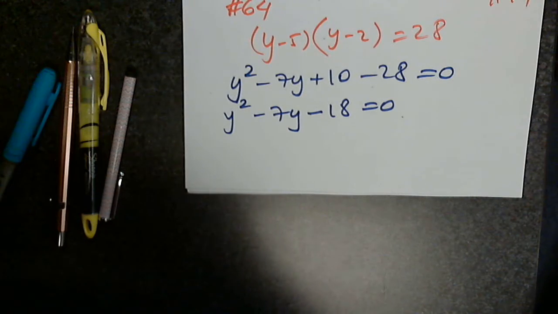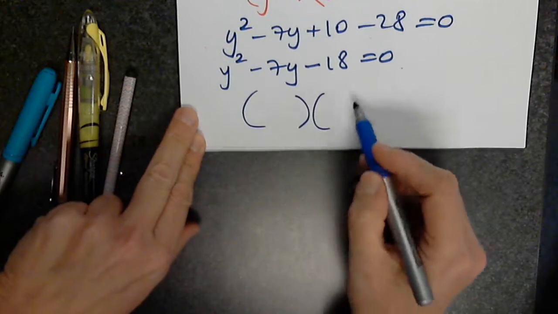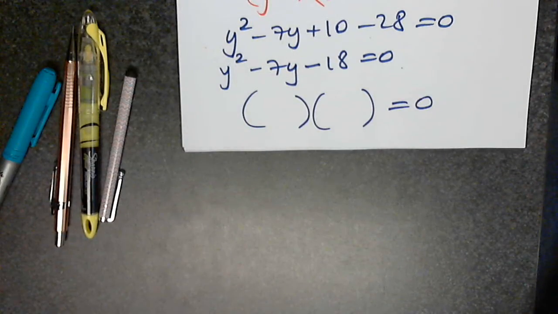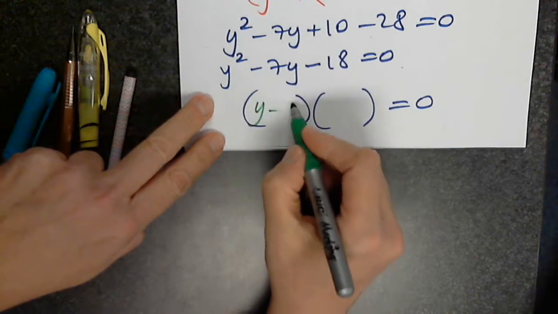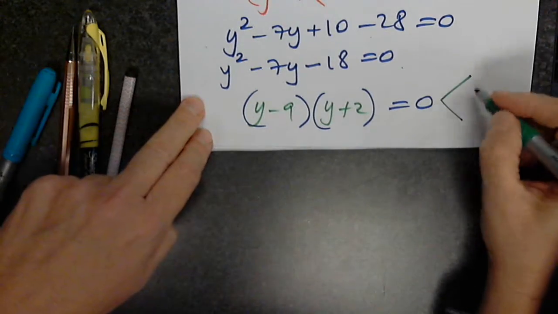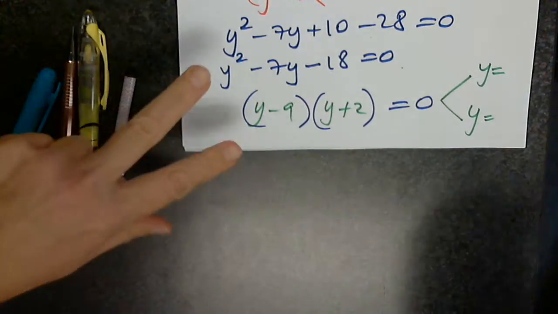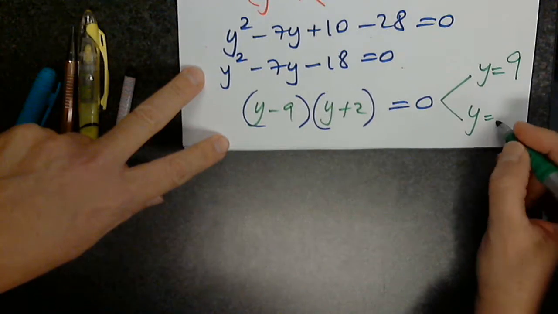Perfect. Excellent. Y minus 9, y plus 2. We all agree with negative 9 times 2 being negative 18 and negative 9 plus 2 being negative 7. So therefore, the equation has two solutions. Y equals, yes? Excellent.